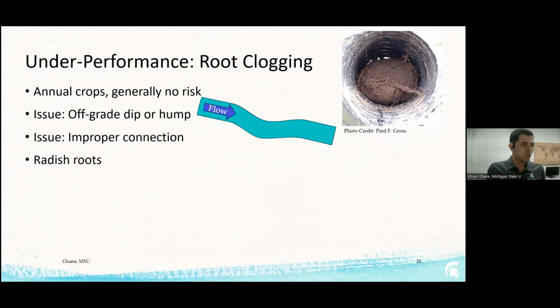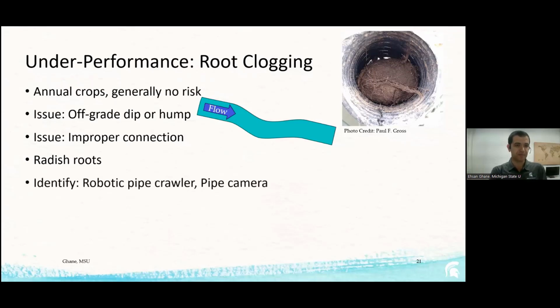In terms of radish roots, we heard about that a lot during the 2019 prevented planting season. The radishes were planted early, let's say in June, giving them a lot of time to grow, and that could potentially cause root clogging. But typically, late August or early September, the radishes go into the ground, and they die when it gets cold in winter. So they don't have time to grow too much to pose any risk. So that's the story with the radishes.